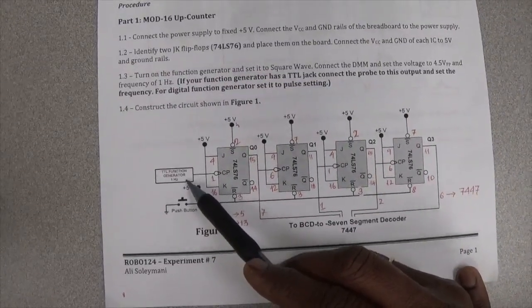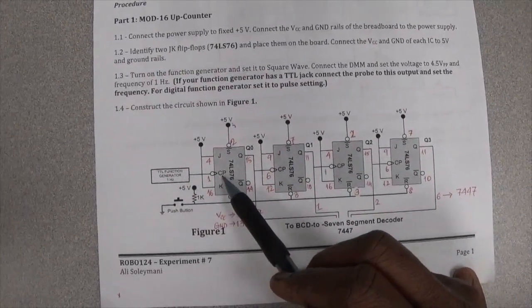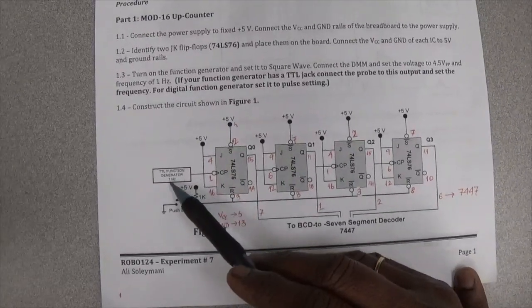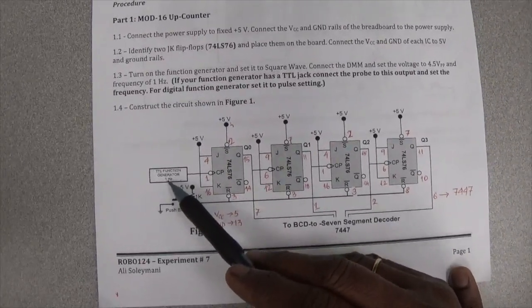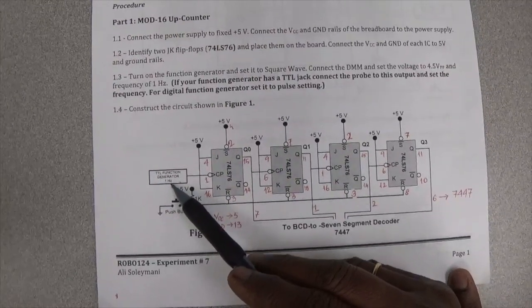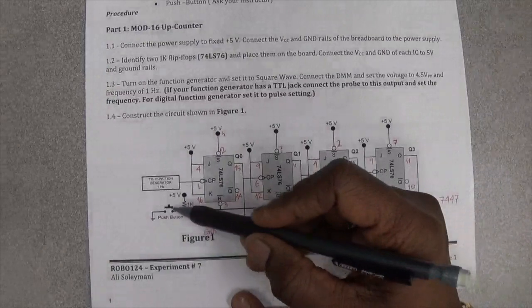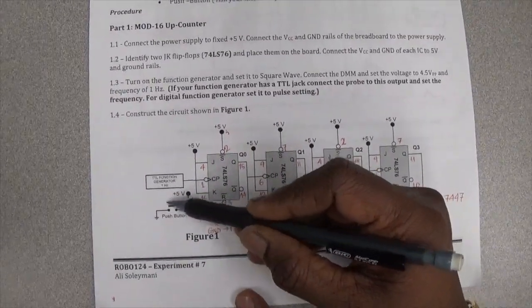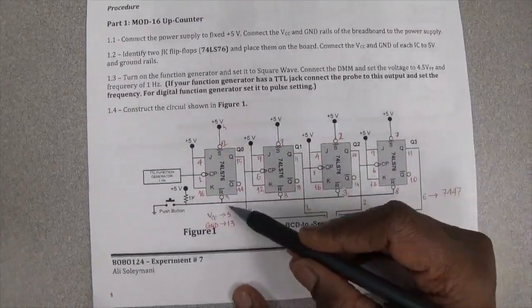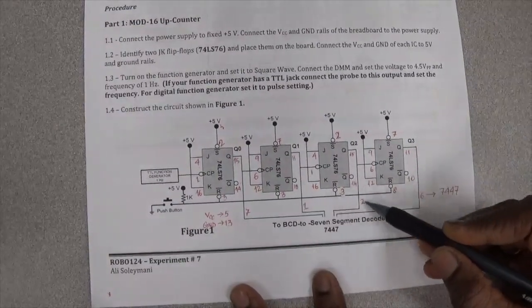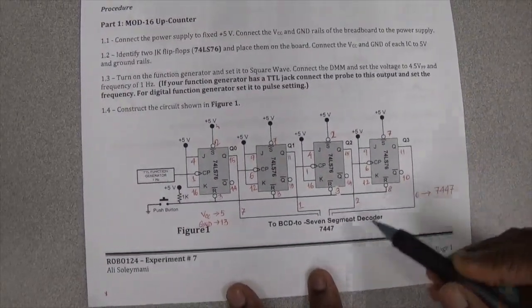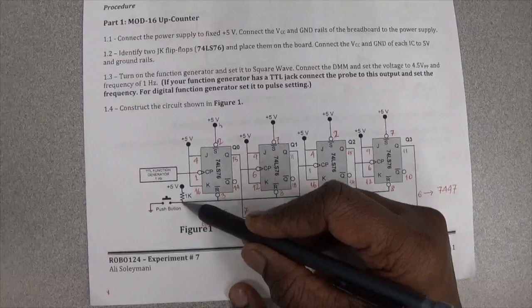Function generator is going to clock the first JK flip-flop. So you have to set function generator in square wave mode, 1 Hz frequency, 4.5 volts peak to peak. This push button could be done by a wire. Connect 3 and 8 of all of these flip-flops and connect to 1 kilo ohm resistance.